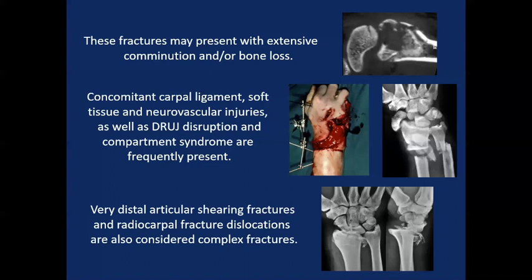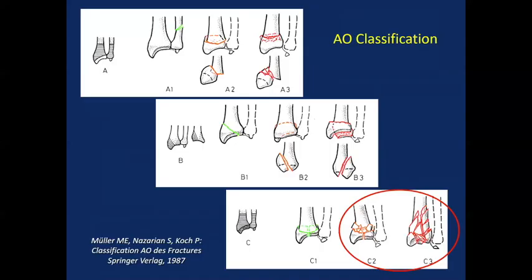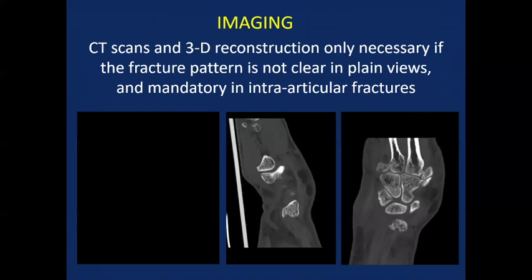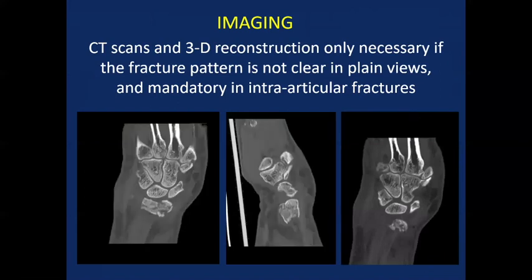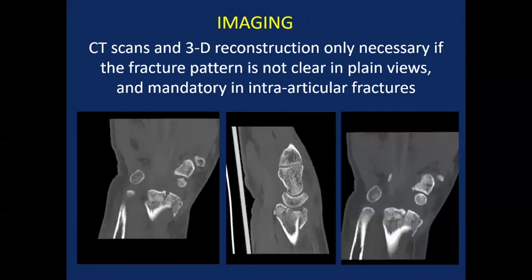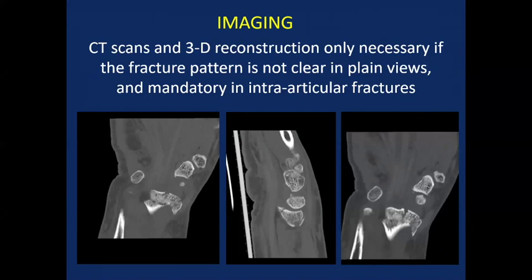vascular complex. These are the types C2 and C3 of the AO classification, and the 3, 4, and 5 types of my own classification. CT scans have substantially improved the understanding of the patterns of articular disruption. Together with experimental findings, more accurate classifications are now available.